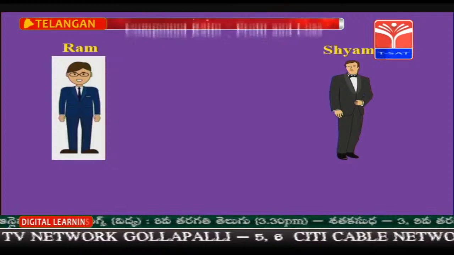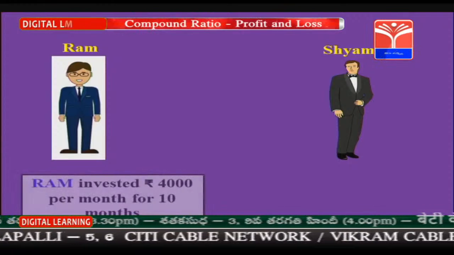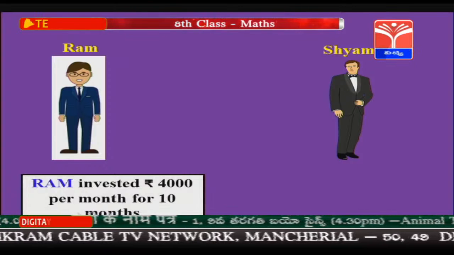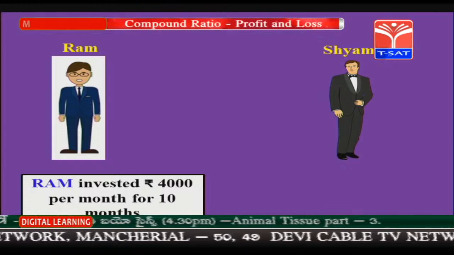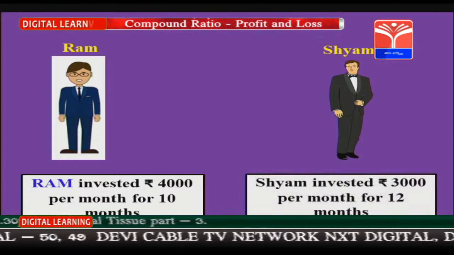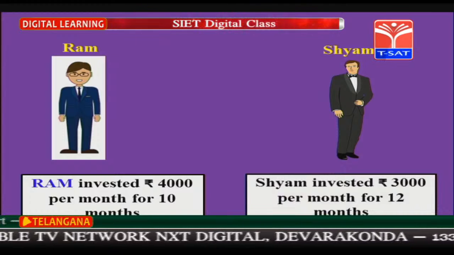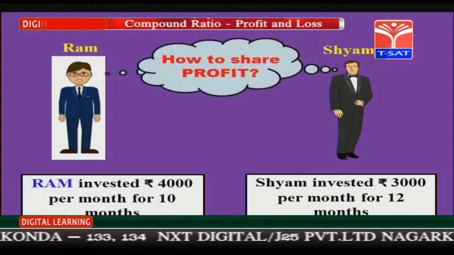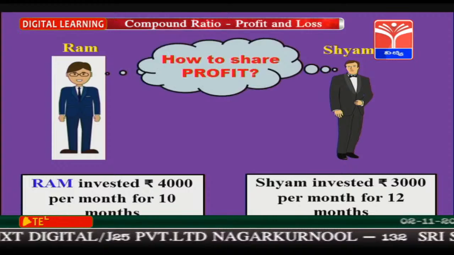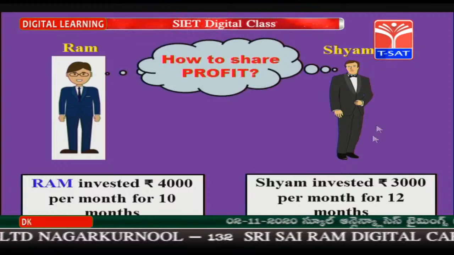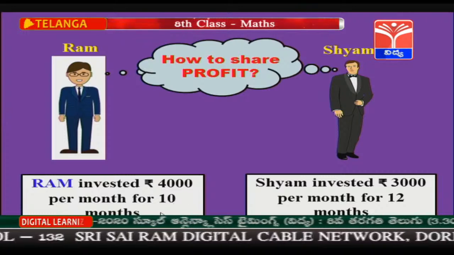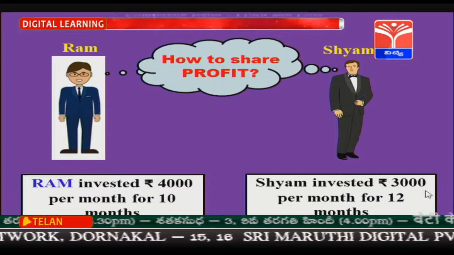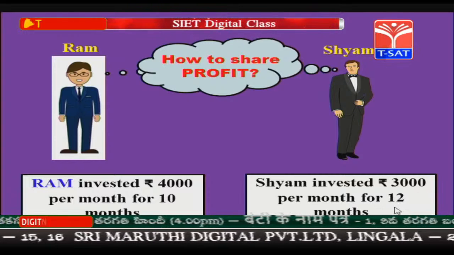Coming back to our previous problem about Ram and Shyam, we have seen that Ram has invested 4,000 rupees per month, but he has invested for only 10 months, whereas Shyam invested 3,000 rupees per month, but for 12 months. Now, we need to find how to share the profits. Notice that Ram invested more money, that is 4,000 rupees, but for less period, only 10 months, whereas Shyam has invested 3,000 rupees, but for more time period, that is 12 months.